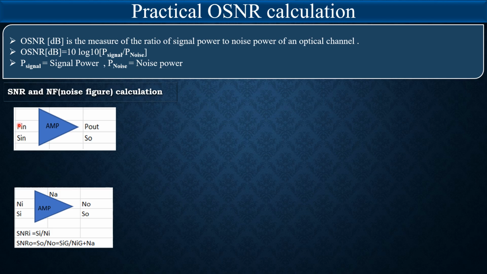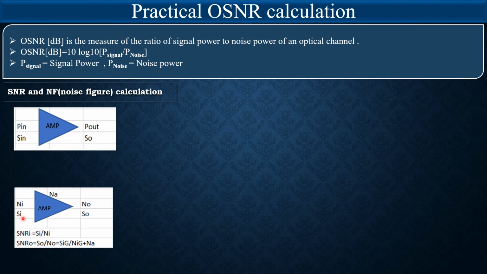So this is the difference between P and S. Suppose 10 channels are passing through an amplifier. This signal input power is for a particular channel, and this P is for the total power of all the channels. So this is the P in, this is the P out, this is S in, this is S out.